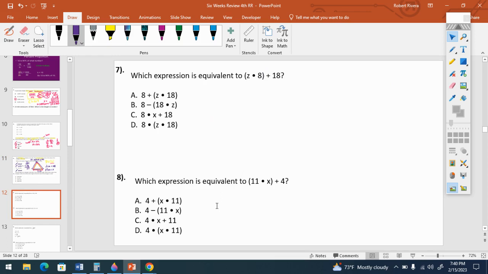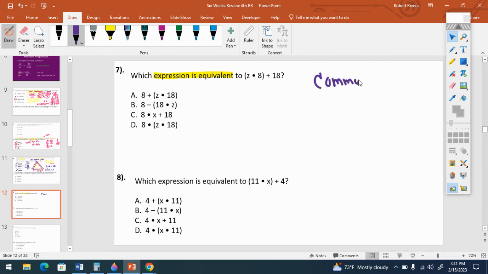Okay, the next one is number 7. Okay, I'm going to do number 7. You're going to do number 8. Okay. So it says which expression is equivalent. Anytime they want expressions that are equivalent, you should be thinking of the properties that we learned. What I would do is quickly write my properties. We have the commutative.